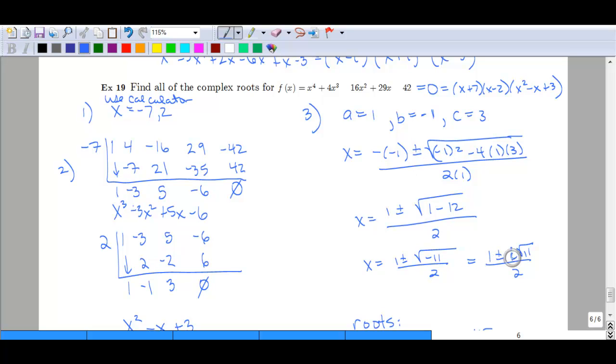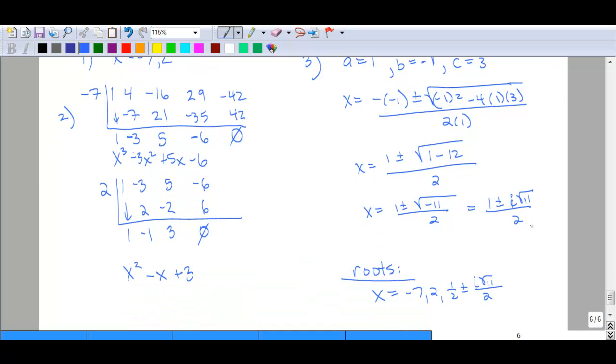And we should end up with 1 plus or minus i root 11 over 2. So our roots end up being negative 7, 2, and 1/2 plus or minus i root 11 over 2. Again, this gives you your positive imaginary and your negative imaginary roots if you have to split them up into the real part and the imaginary part. Either one of these is technically correct. It just depends on what the system is asking for.